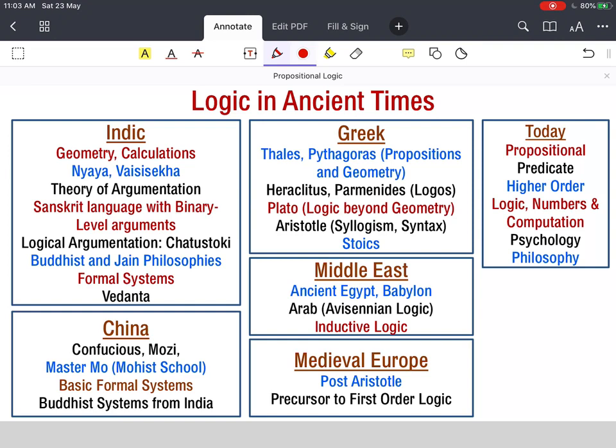Other than today's modern logic and theory of logic and its relationship with many other things like number theory, computation, circuits, and several other things, logic has had a history which developed independently as well as with interactions of various civilizations. In the Indic school of thought, geometry and various calculations in any case required logic. So logic was embedded in geometry, in calculations, in mathematical principles.